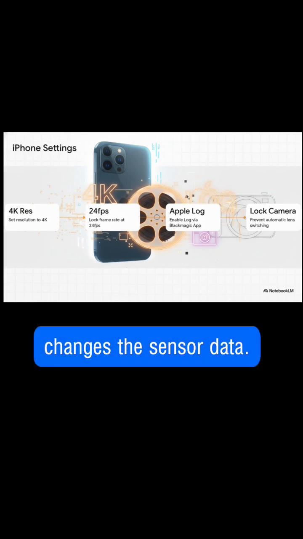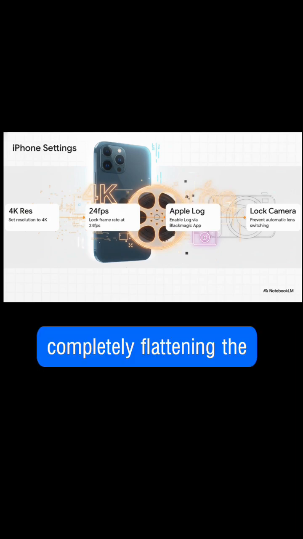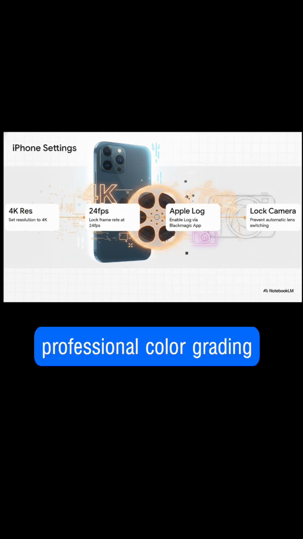Apple Log fundamentally changes the sensor data. It preserves maximum dynamic range in the extreme highlights and deep shadows, completely flattening the image so it can endure professional color grading later.